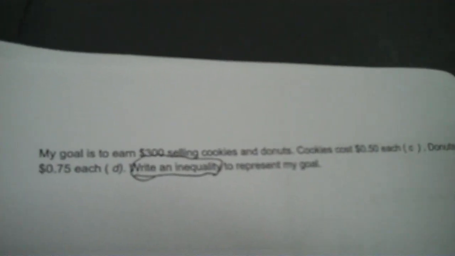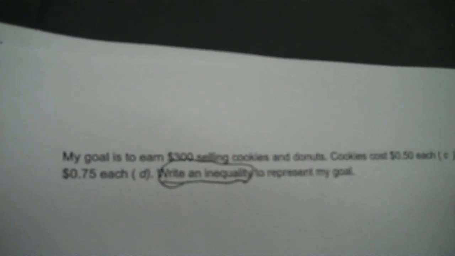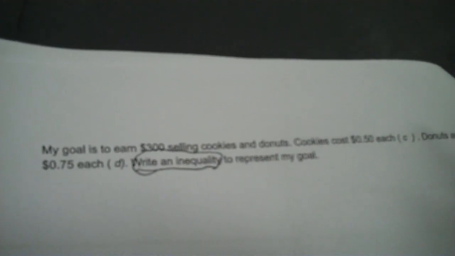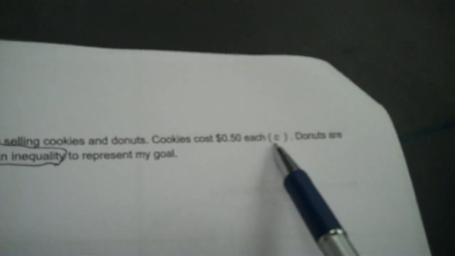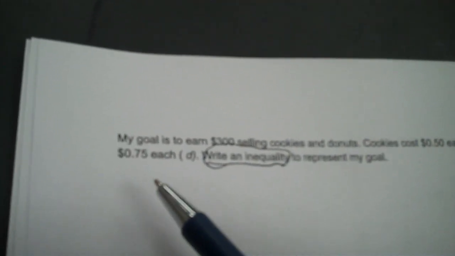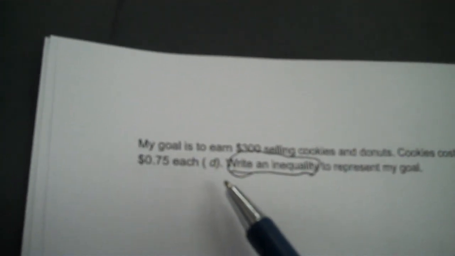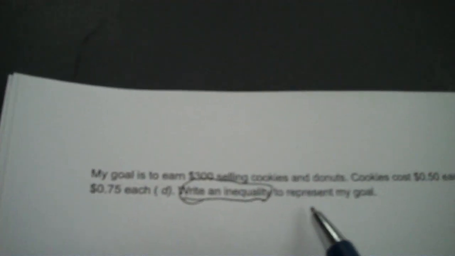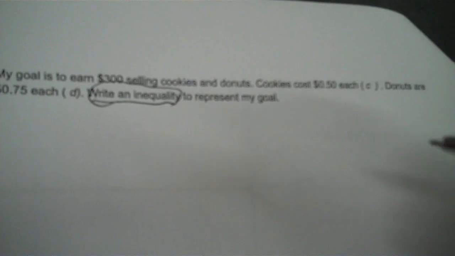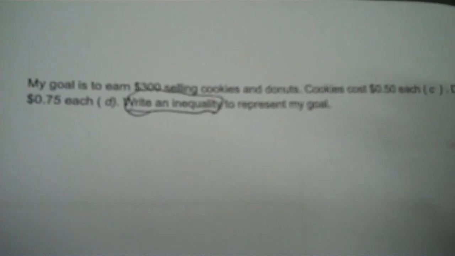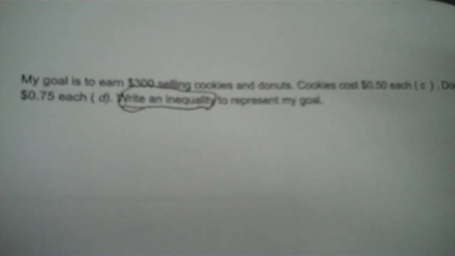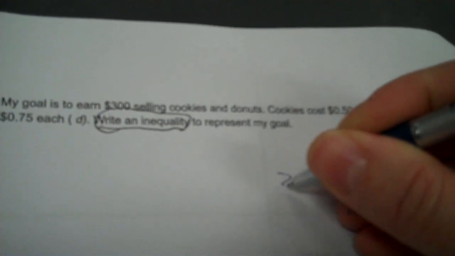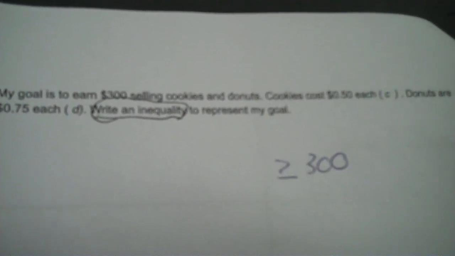Okay, this is kind of the same thing as we were just doing. My goal is to earn $300 selling cookies and donuts. Cookies cost 50 cents each. Cookies are represented by a variable C. Donuts cost 75 cents each. Donuts are represented with a variable D. Write an inequality to represent my goal. Now, when I'm earning money, I set a goal. It's okay to go over the goal. So it's greater than or equal to 300.